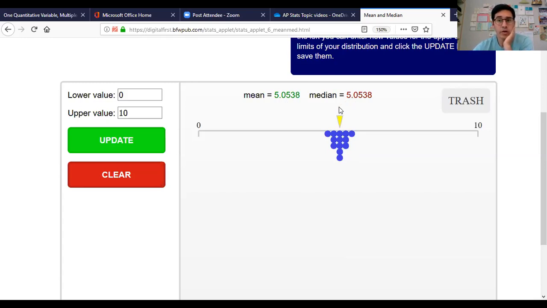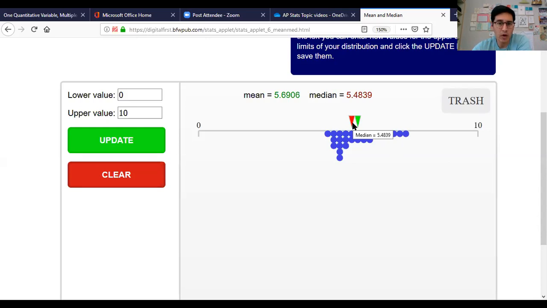Now, what I want to show you is what happens when we change the shape of this distribution. If we take it from symmetric to skewed to the right, I'm going to start adding a long tail on the right side. And so what's happening here? Both values are changing, but one is changing more than the other. The mean, which is represented by this green triangle, is moving much more rapidly to the right, in the direction of the tail, than the median is.